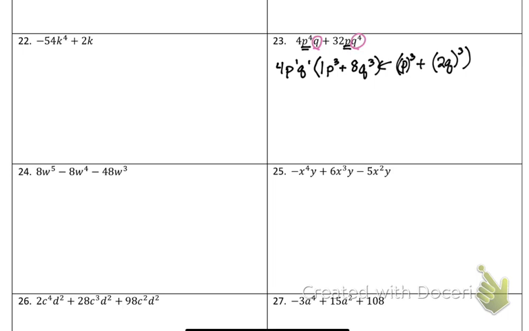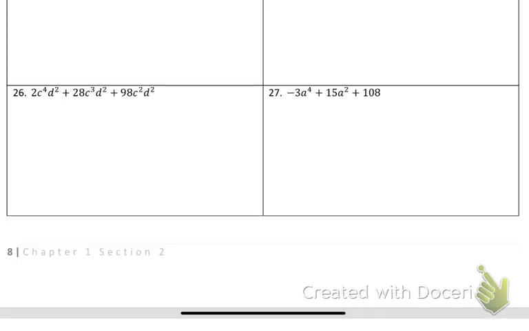Okay, yeah. What was that? 27? Uh, 27, we have negative 3a to the fourth plus 15a squared plus 108. 108, that's 9. So 3 is going to go into all these. It might help you, it might not. I don't know. I usually like to pull out a negative 3. I don't like my first term to be negative, but it really doesn't affect anything.